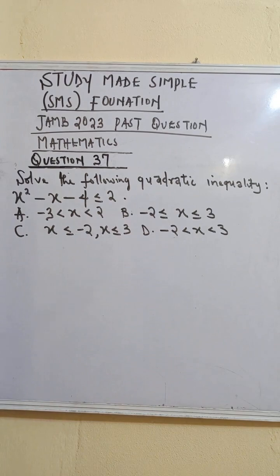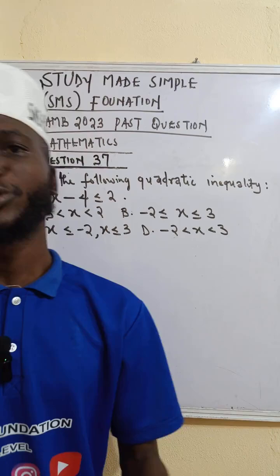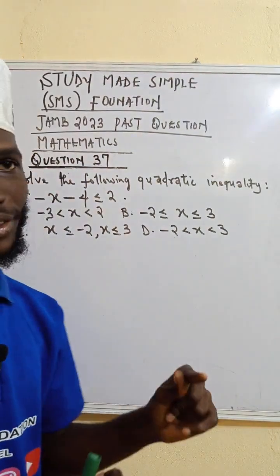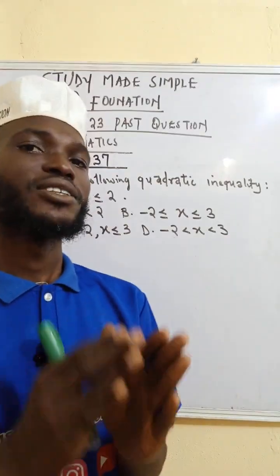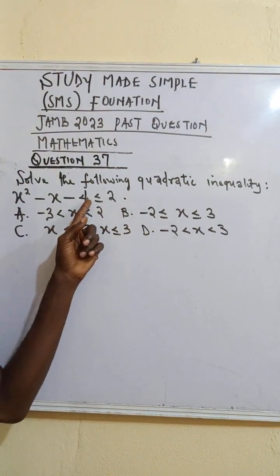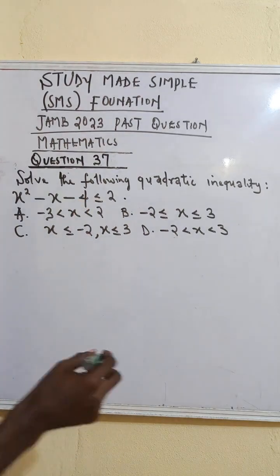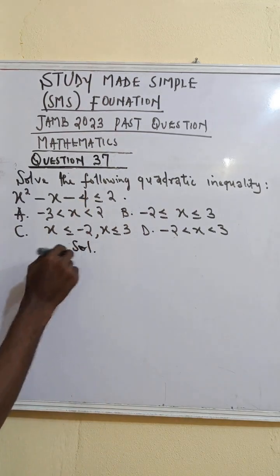Good. Solving a quadratic inequality is similar to the way we solve quadratic equations. But towards our final answer, that's where the difference is, because of this inequality sign. We don't handle it the way we handle the equality sign. So let's come to the solution.